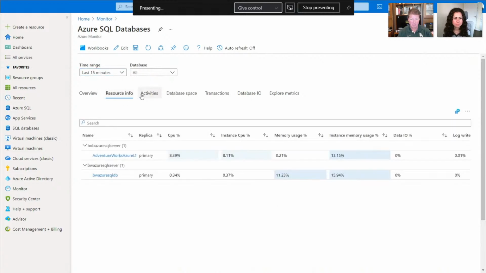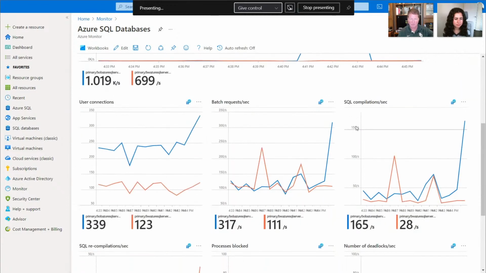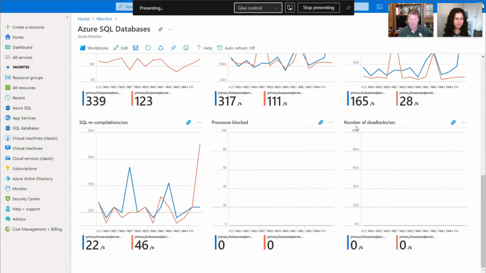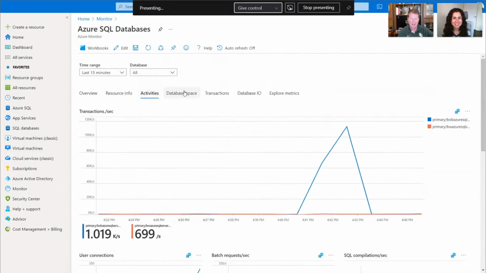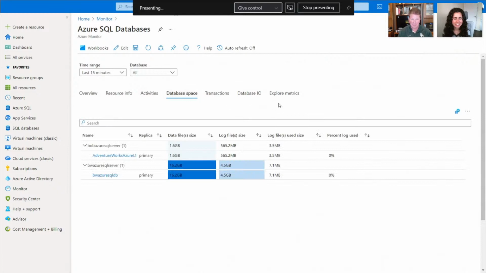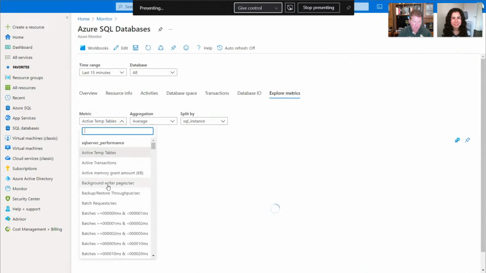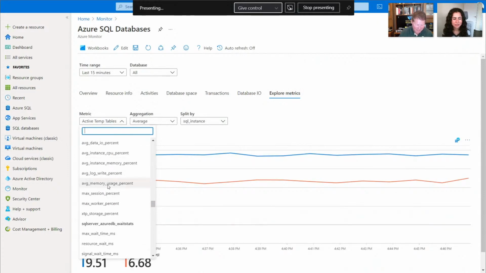I can get all sorts of things. I get transactions per second, batch requests. Oh, this is looking pretty cool, isn't it? Processes blocked, deadlocks, and then I look at space usage. I get transaction usage. Here's what I really love. You really want to geek out? Go to Explore Metrics. This is going to feel like Perfmon to you. So look at all this stuff. You're going to scroll down and see, you can start doing whatever you want.